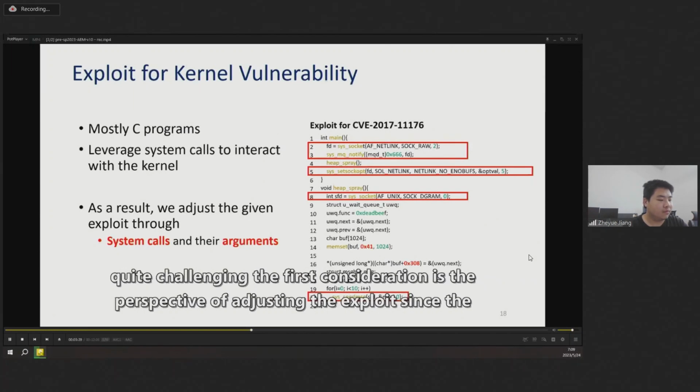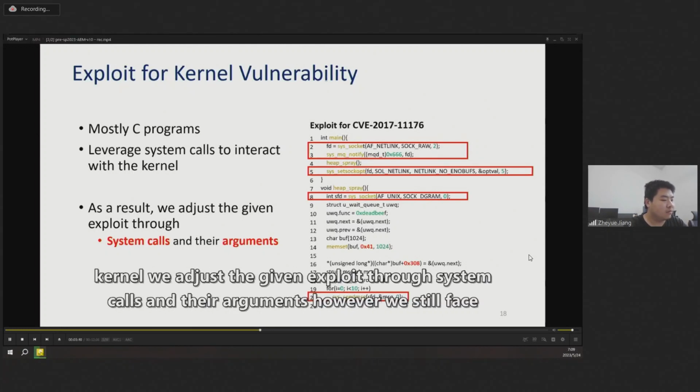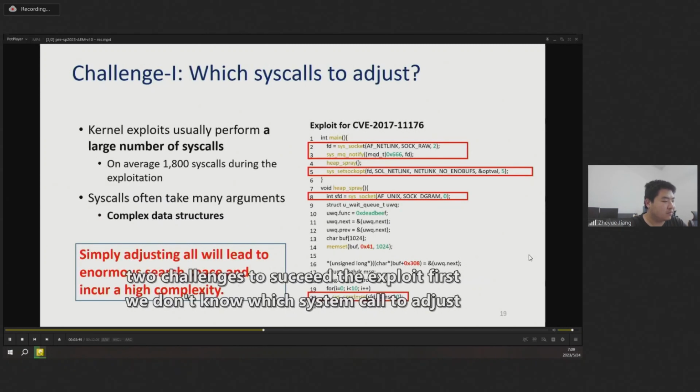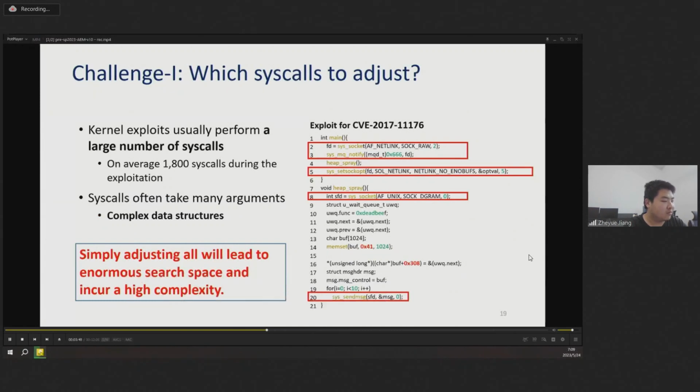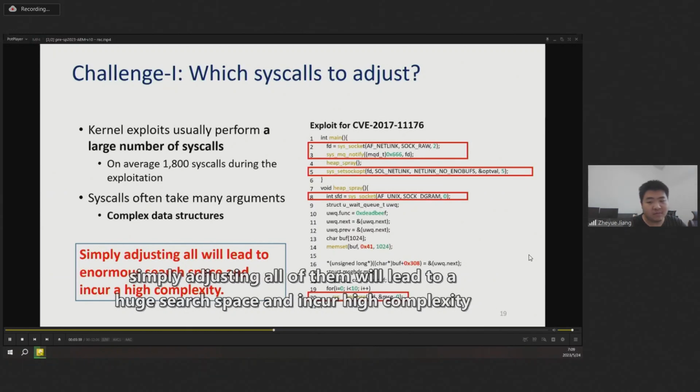The first consideration is the perspective of adjusting the exploit. Since the kernel exploits are mostly C programs, and they leverage system calls to interact with the kernel, we adjust the given exploit through system calls and their arguments. However, we still face two challenges to succeed in the exploit. First, we don't know which system call to adjust. Kernel exploits usually involve a large number of system calls, and they often take complex arguments. Simply adjusting all of them will lead to a huge search space and incur high complexity.